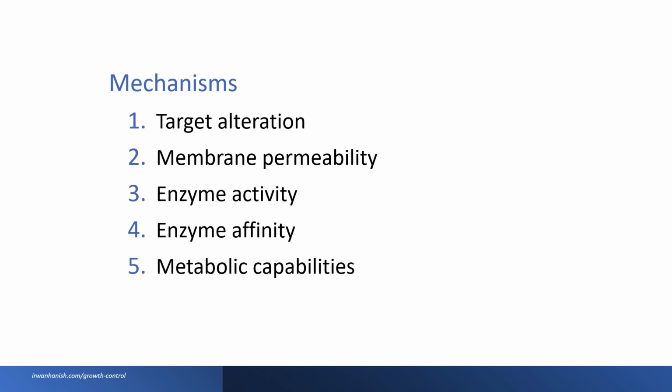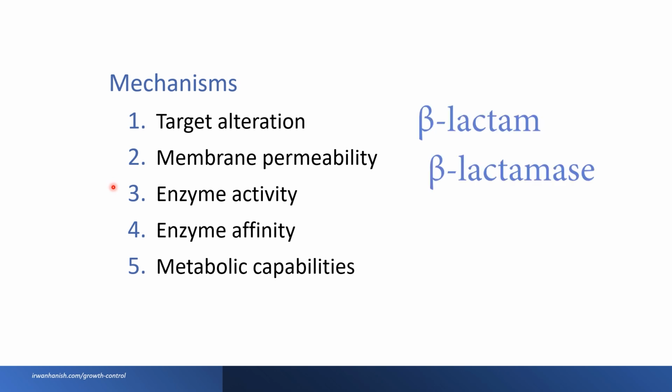It includes target alteration, where the bacteria change the shape of the protein that is targeted by the antibiotic so that the antibiotic cannot bind to it anymore. They can also change the membrane permeability, like the membrane transport system, for example. So that alteration blocks the antibiotics from entering the bacterial cell through the membrane. Another mechanism is when bacteria develop enzyme activity that specifically inactivates the antibiotics. We've seen this before. Penicillin needs beta-lactam to kill the bacteria, so the bacteria develop beta-lactamase that neutralizes the beta-lactam.